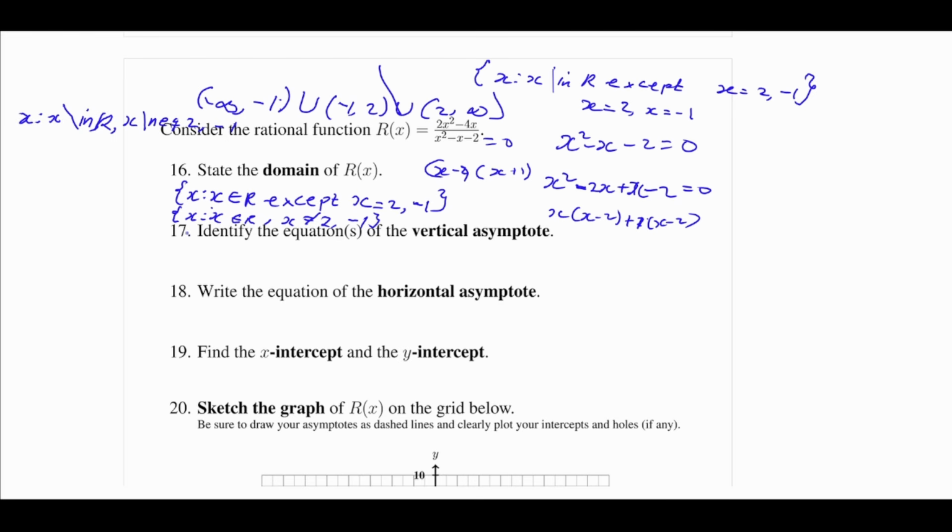Now we go to question 17. Identify the equations of the vertical asymptote. Now here, for vertical asymptote, you will have to make sure that the function given to you is in its lowest term. So we try to see if we can factorize something out. So here we can check it out.